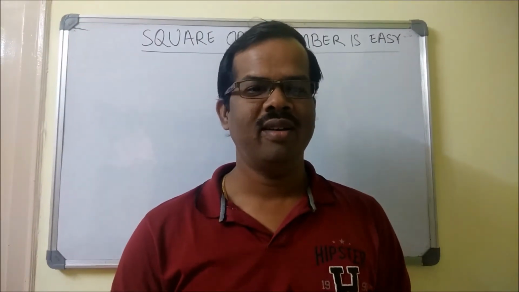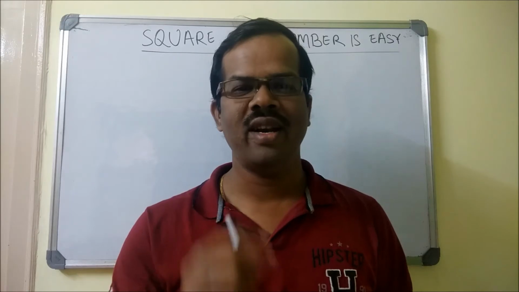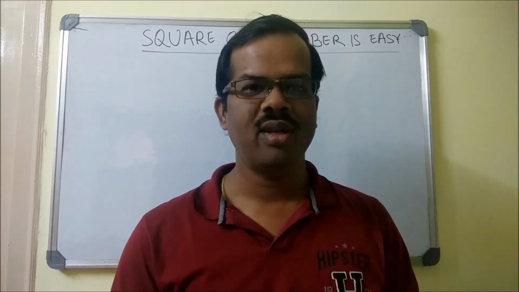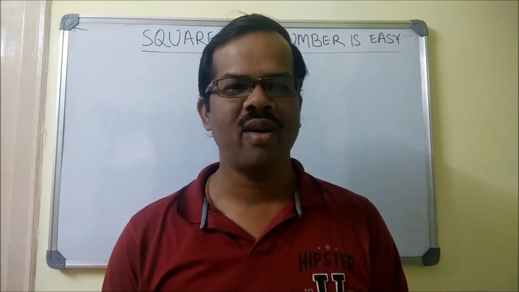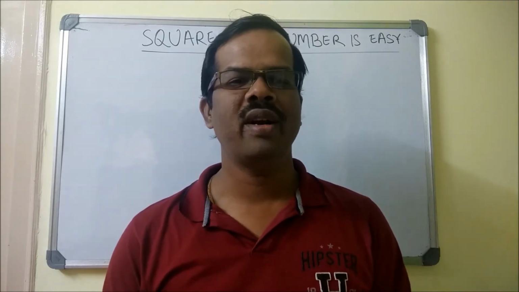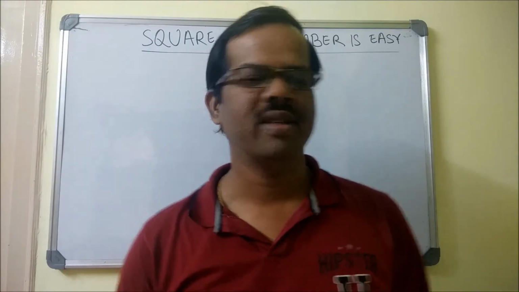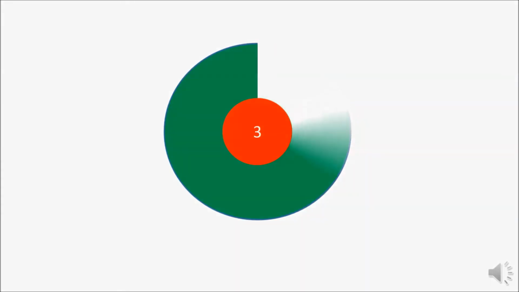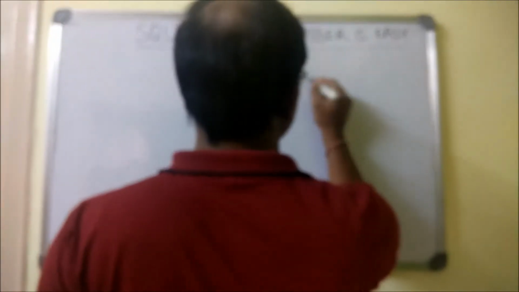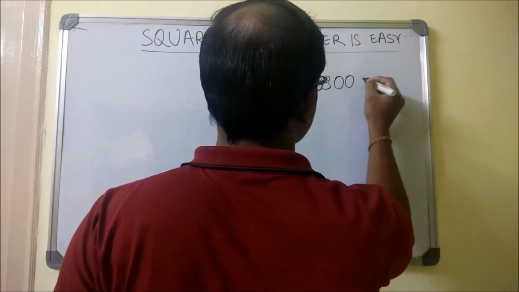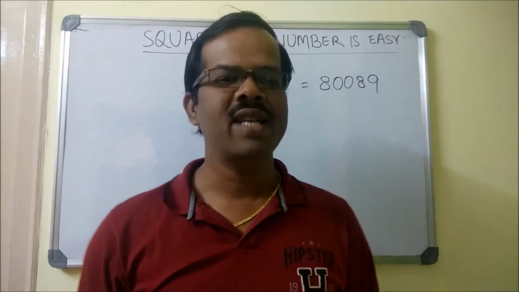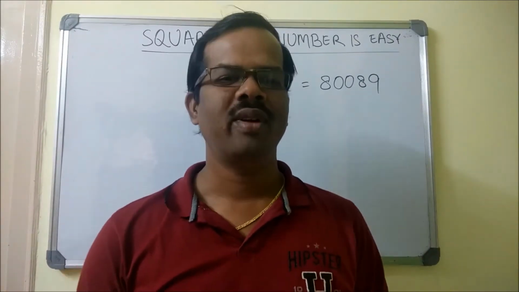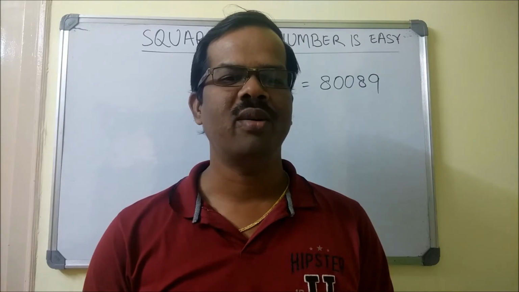Today we will learn an easy method to find a square. You can find out the square of a number in just a few seconds. Let us find out the square of 283 in just seconds. It is 80089. We'll explore in detail how you find it out.